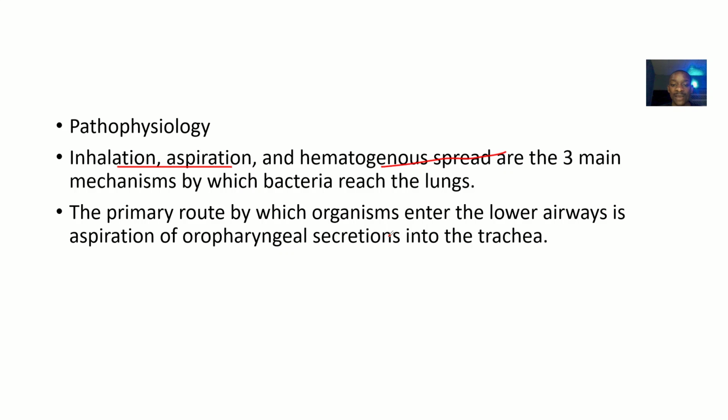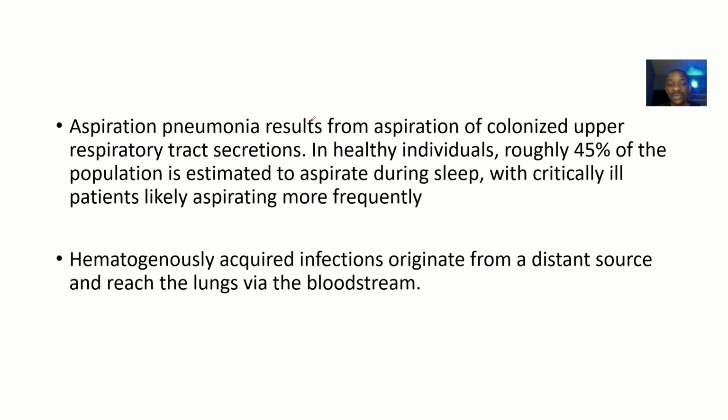So the primary route by which organisms enter the lower airways is aspiration of oropharyngeal secretions into the trachea. All right. So it could be that the organism is right there at your neck. Okay. Or not really. Aspirate, like you inhaled it in. Okay. So aspiration and inhalation is basically the same thing, right? So aspiration pneumonia results from what? Aspiration of colonized upper respiratory tract secretions. Okay, the organism was right there in your upper respiratory tract. Okay, then later on you took it in.